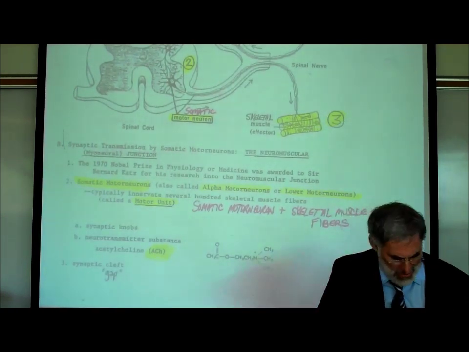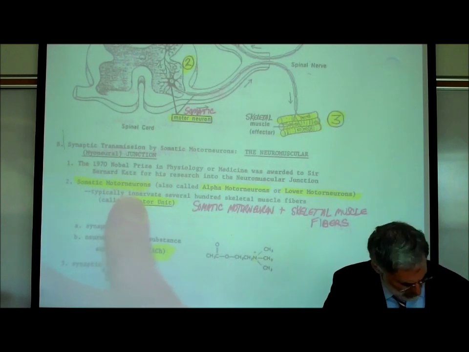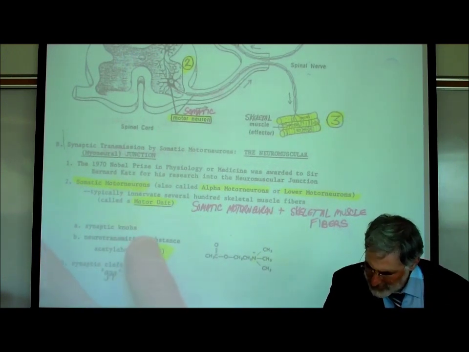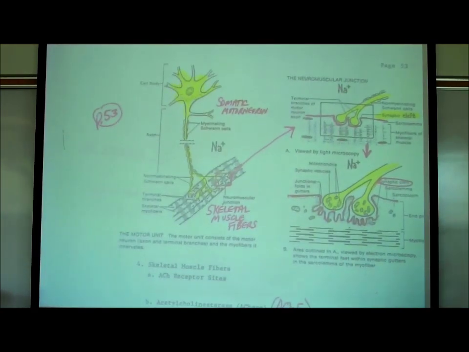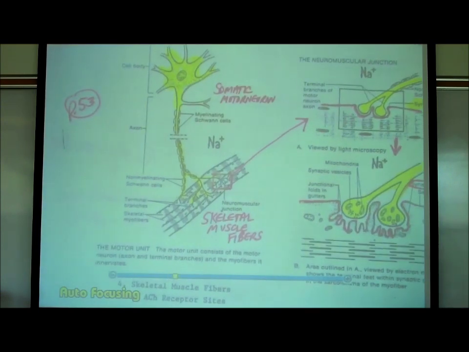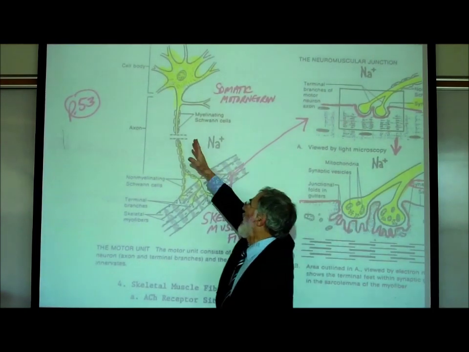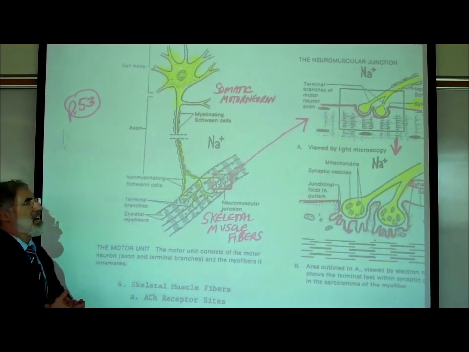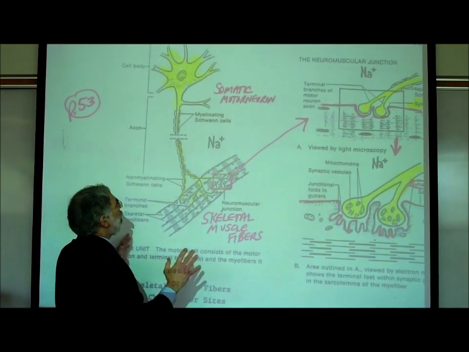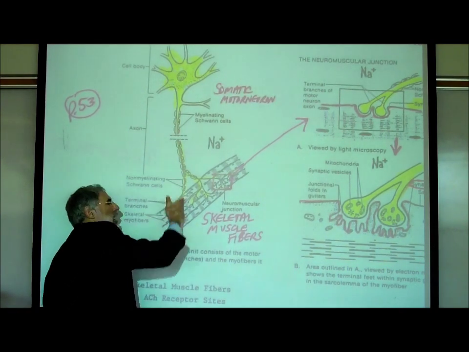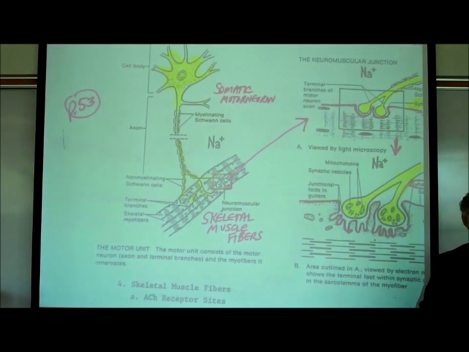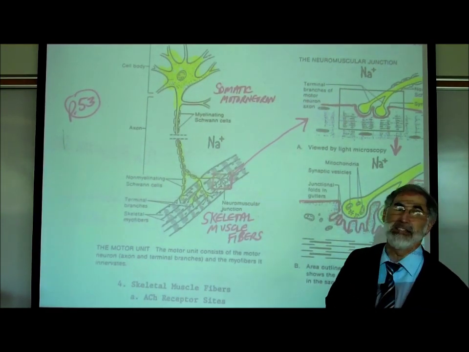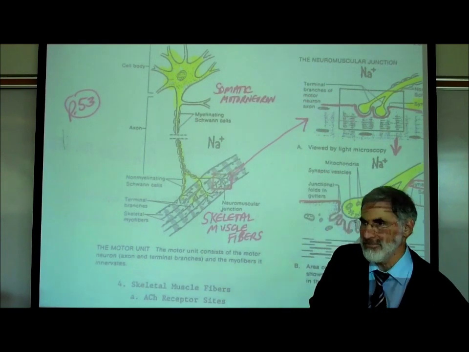If we look at page 53, which we looked at last time, it shows a somatic motor neuron. All motor neurons have a multipolar shape. All somatic motor neurons are myelinated, which means they have a fast conduction velocity, which also means they can be affected by demyelinating diseases like MS.